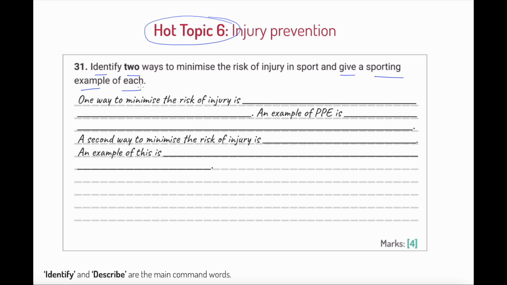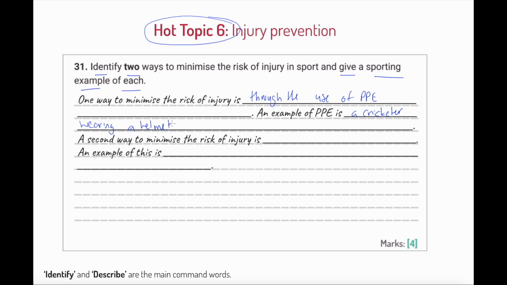Okay, so let's see if I'm going to do this appropriately. I need 4 marks. One way to minimise the risk of injury. Now, guys, I've got to say, I'm not sure if we need that sort of sentence, but I'm going to use a different colour here. I'll just use my blue so you can see it. Is through the use of PPE, personal protective equipment. And then look here, an example of PPE is what? A cricketer wearing a helmet. Okay, wearing a helmet.